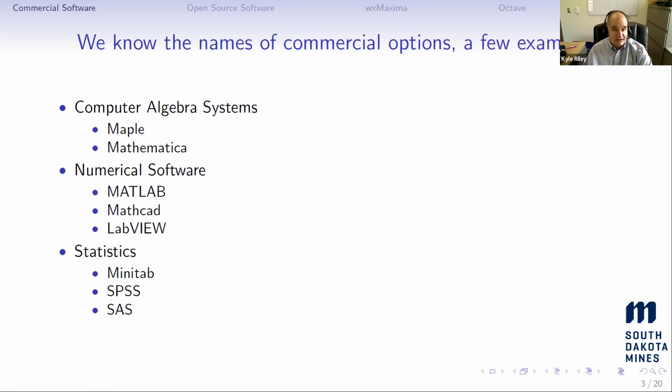With that, let's talk a little bit about commercial software that people are probably pretty familiar with. So there's things like computer algebra systems, things like Maple, Mathematica, things that do numerical software. MATLAB is something that's required for one of the classes I teach. There's MathCAD, there's LabVIEW, there's some other things like that. Statistics, there's several different statistics packages. I'm not going to talk much about statistics here, but certainly you've got Minitab, SPSS, and SAS as some options out there for commercial platforms for statistics.